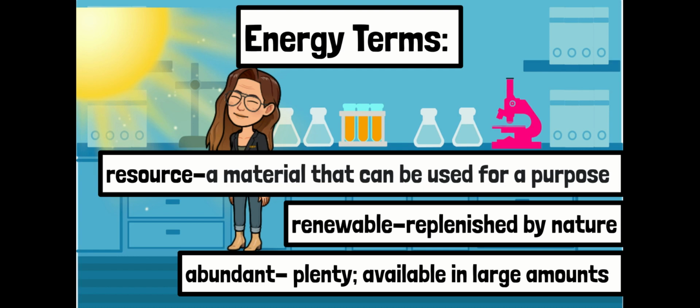If something is renewable, it means it's replenished by nature. Like, you don't have to dig for it, drill for it. You just get more of it from nature. So you're probably thinking about the sun, right? You don't have to wait for fossil fuels to regenerate if you're using the sun as your resource for energy. You just have to wait for the next sunny day if you've run out of energy. If something is abundant, that just means there's plenty of it. It's available in really large amounts.